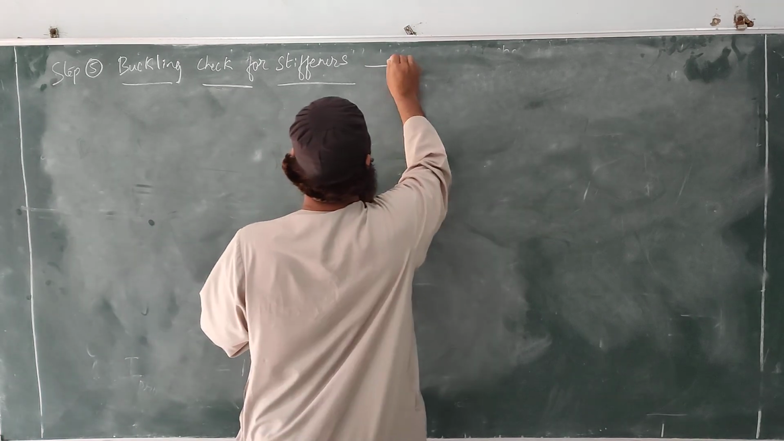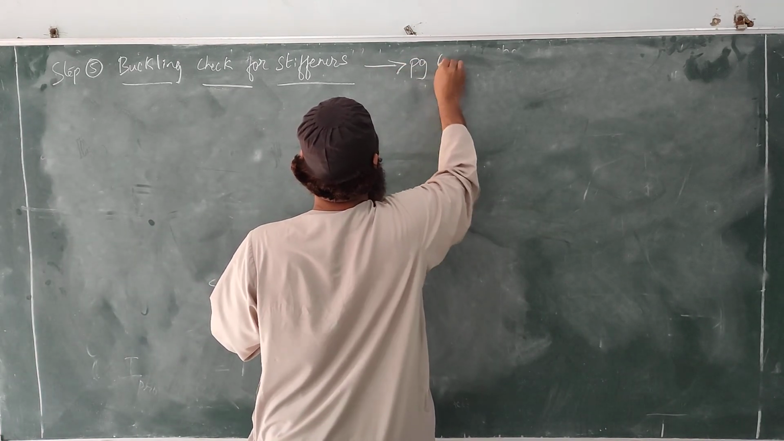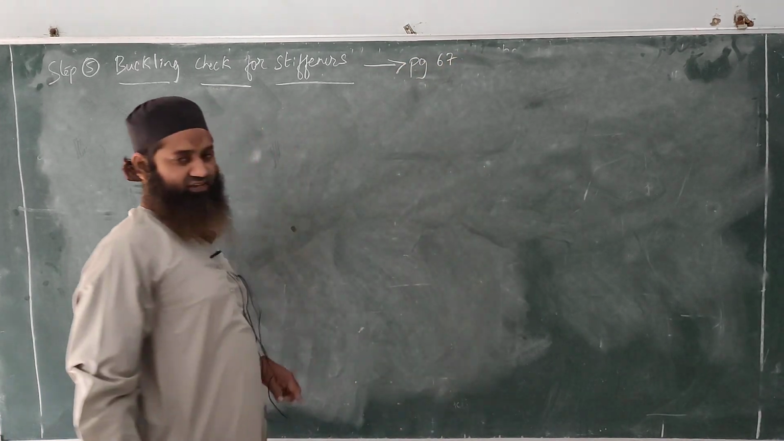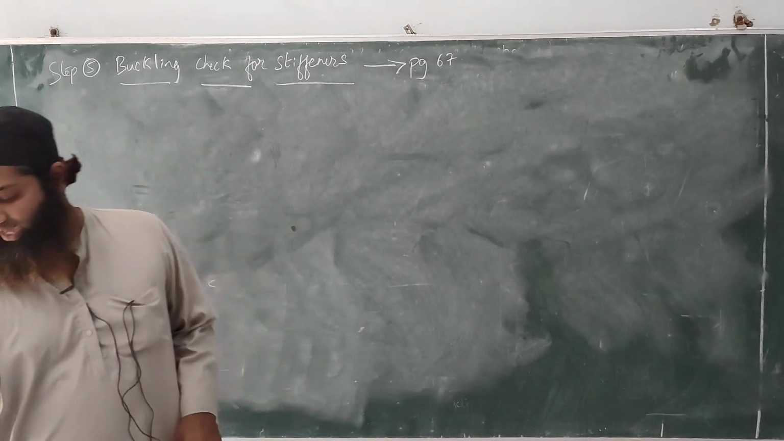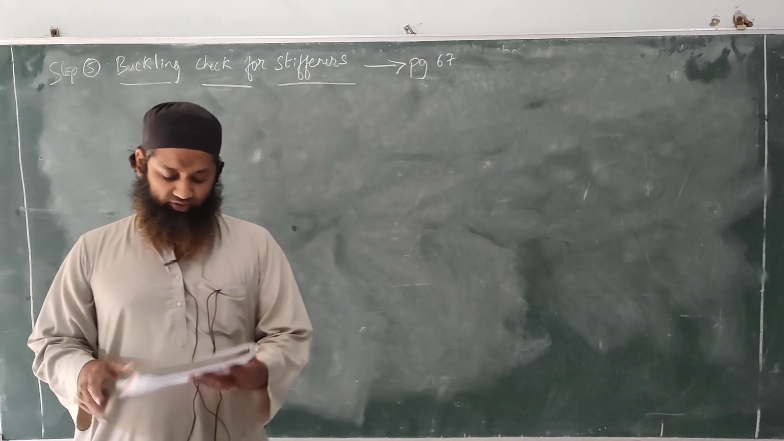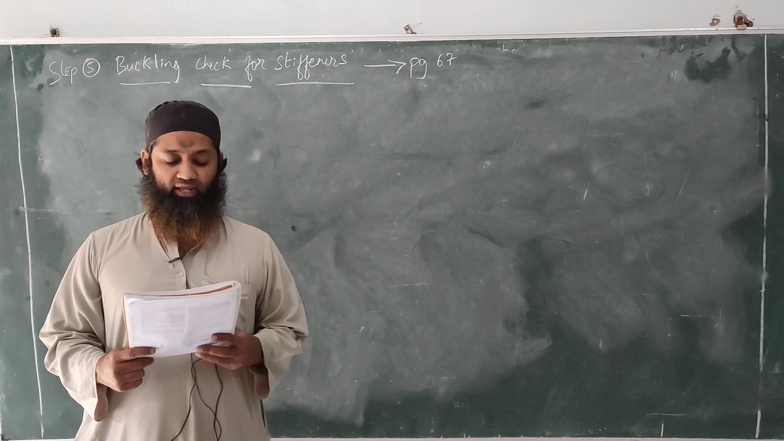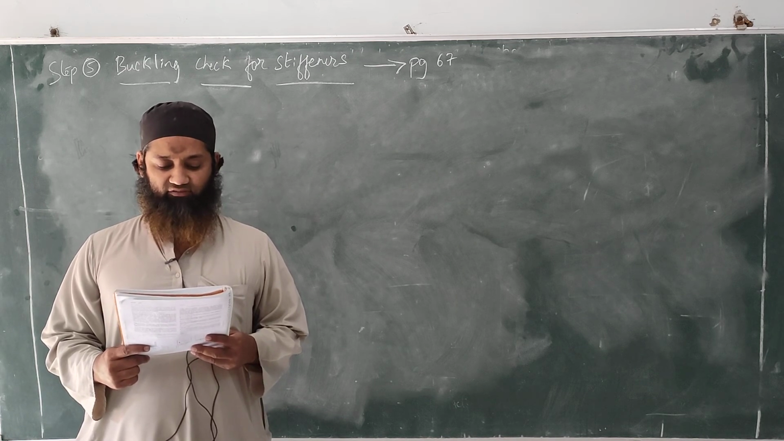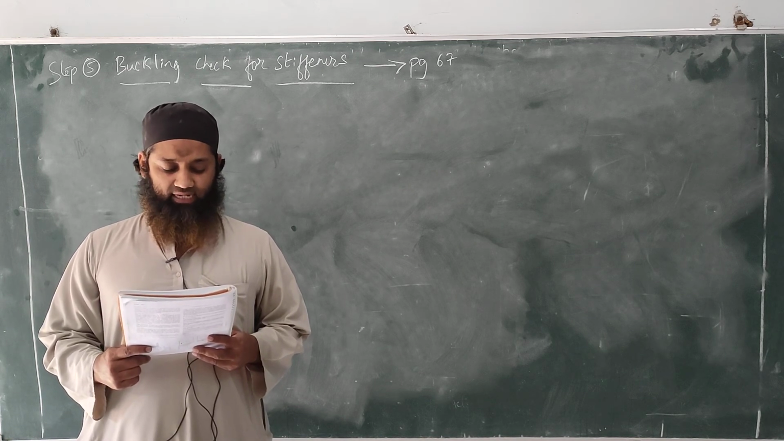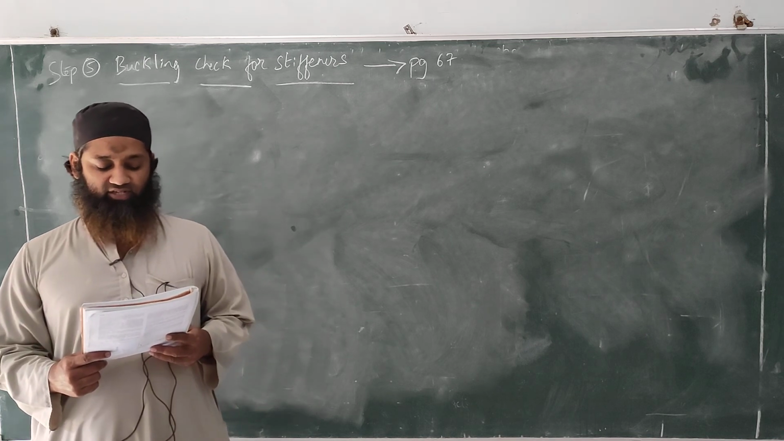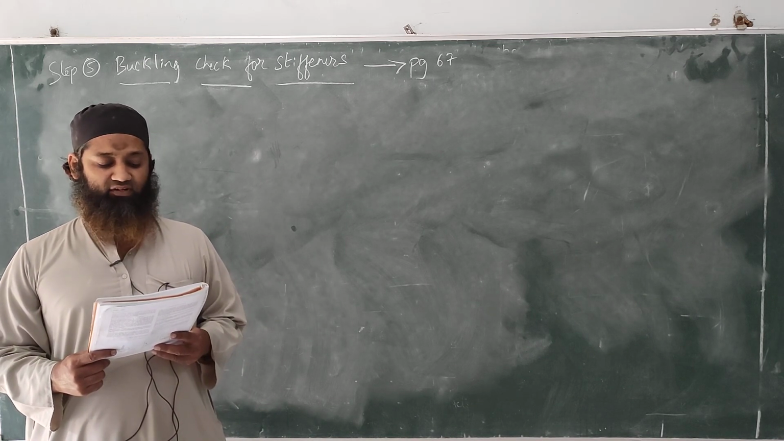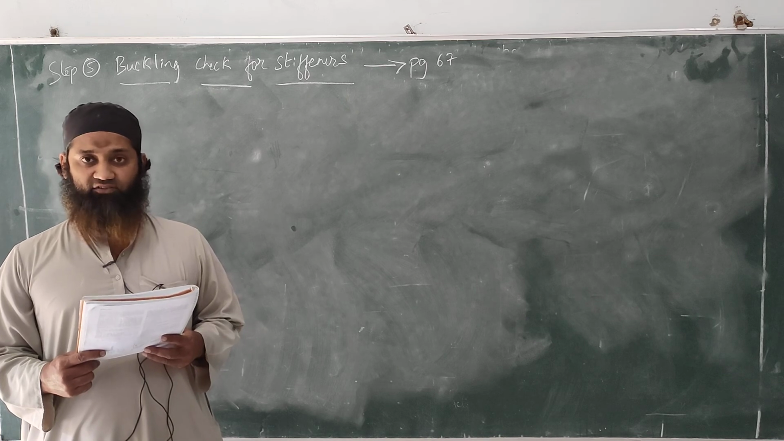Now this has been given in page 67. Page 67, IS 800 of 2007. I'll just read it out to you all. You can just see here, page 67, buckling check on intermediate transverse web stiffeners. It says that the stiffeners not subjected to external loads or moments should be checked for a stiffener force.